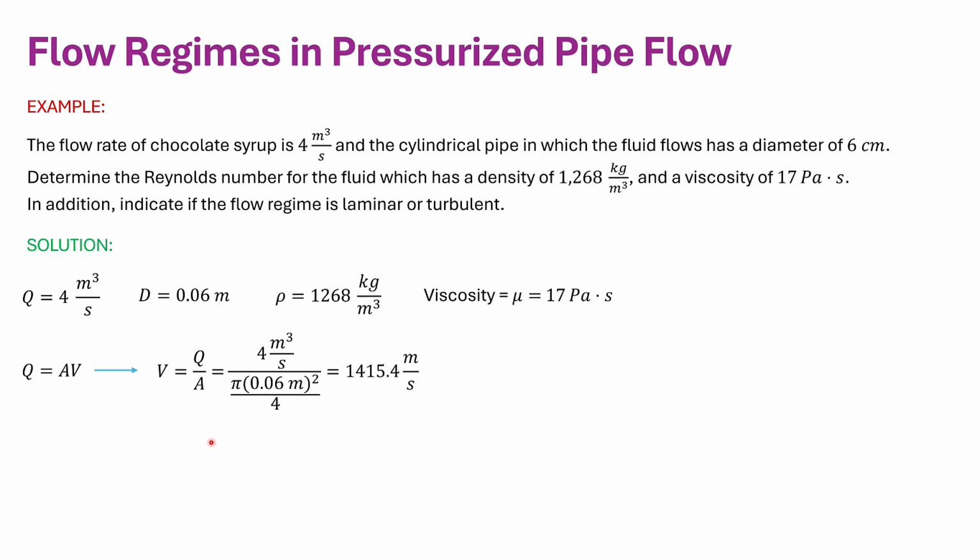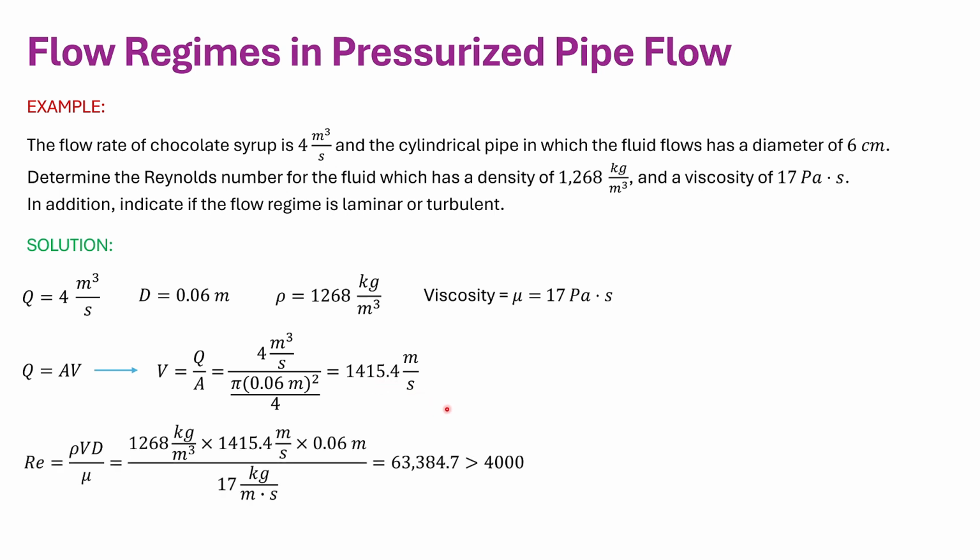First, let's find the velocity. Based on the formula Q equals AV, V becomes Q divided by A. So we get V equals 1,415.4 meters per second.